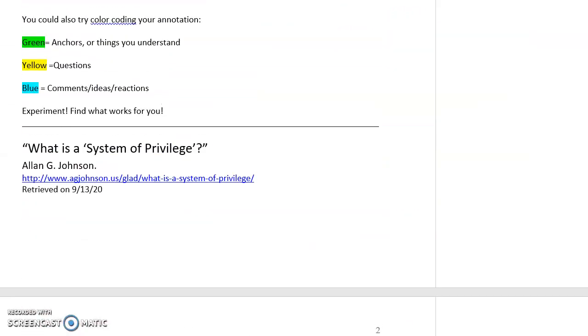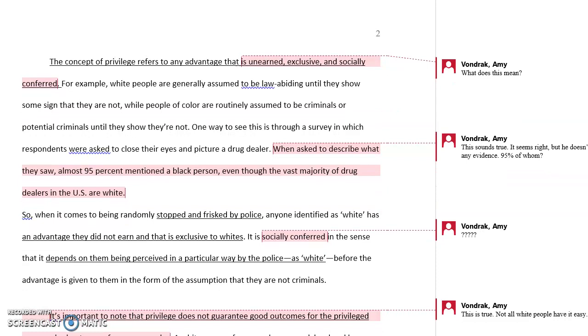And hopefully watching this video gives you some insight into what's going on in this article. Now that I've annotated it, I could also take notes by going back and pulling out those things that I've underlined, writing them down in a separate document and thinking about what they mean, which is in fact exactly what you are going to do in your system of privilege reflection assignment, which I am looking forward to reading.